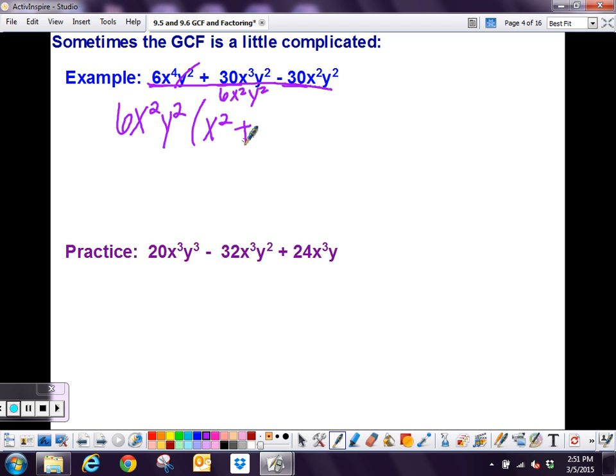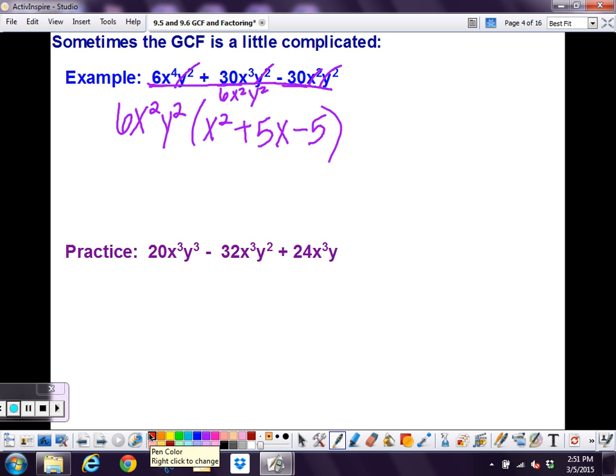Plus 30 divided by 6 is 5. I took 2 of the 3 x's out, so I'm still left with 1. Those y's canceled out. Minus 30 divided by 6 is 5. Those x squareds canceled out, and the y squareds canceled out, so that's what's remaining.